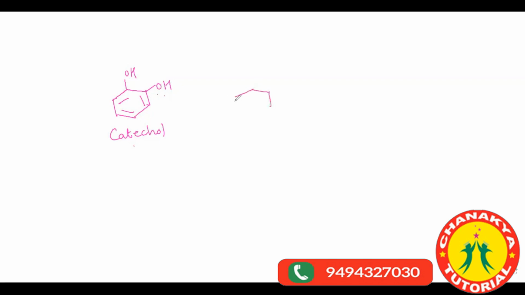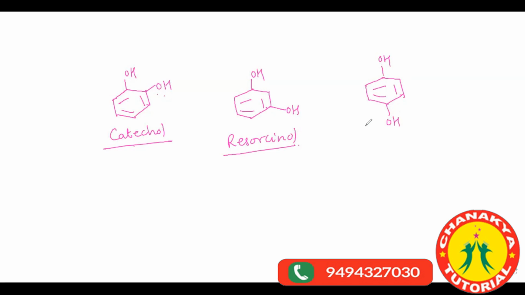If they are at the meta position, then it is called as what? These names you need to keep in your mind. Though it is not the IUPAC name, this one you need to keep in your mind. This is called resorcinol. Catechol means ortho, resorcinol means meta, and hydroquinone means para. Right? This would be hydroquinone.